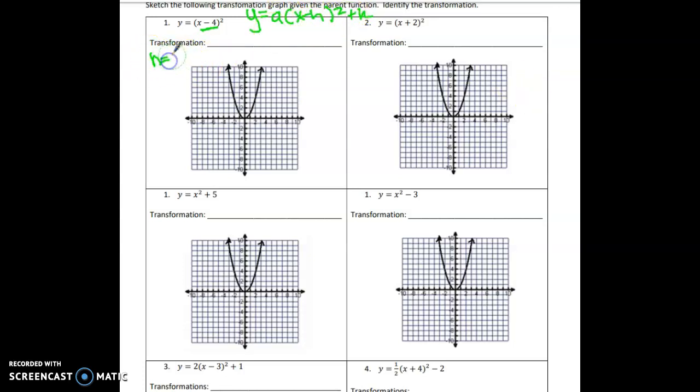So my H is a positive 4, which means I'm going to move 4 to the right. I'm not getting wider, skinnier, I'm not reflecting, I'm not doing anything like that. That's the ugliest graph I've ever drawn in my life. Because all we have is an H value. So we're here at 4, that's where my vertex is, and we'll try to draw a graph the best that we can. So we would say that this one shifts 4 units to the right.